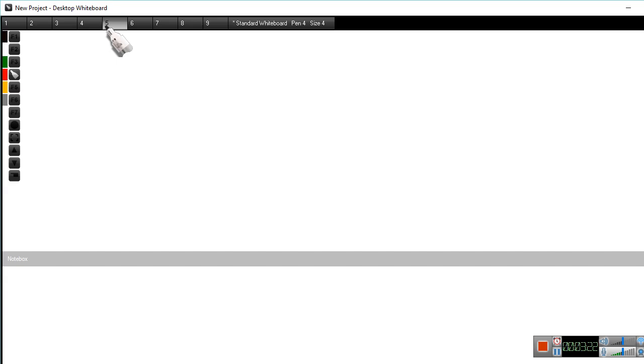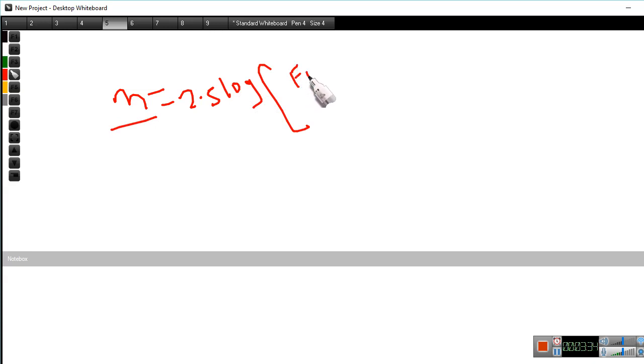Now if I want to calculate the magnitude, then the magnitude of the star will be 2.5 log, this is the total magnitude. Okay, log, this is f1 by f2.